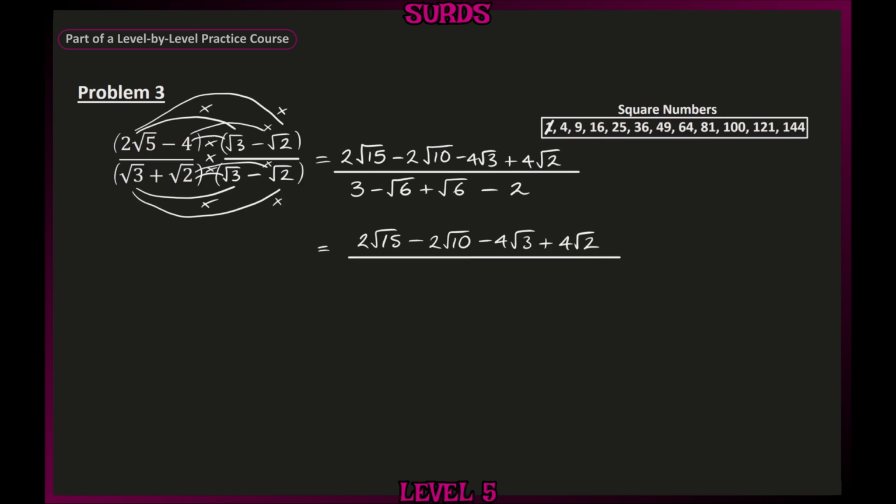On our denominator, we can simplify. So here the minus root 6 and the plus root 6 cancel out as expected, and 3 minus 2 just gives us 1. Now we can simplify slightly here by dividing the numerator by 1, and all that does is it keeps the numerator exactly as it was. So our final answer to problem 3 is 2 root 15 minus 2 root 10 minus 4 root 3 plus 4 root 2.